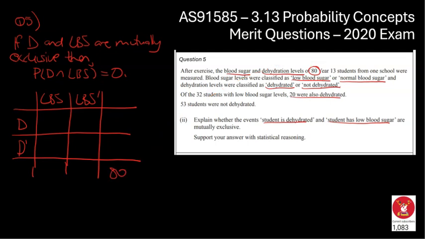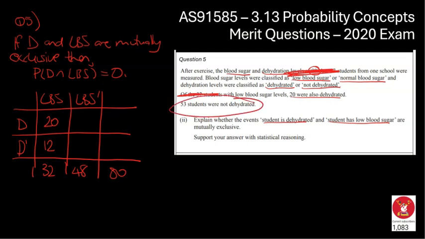Looking through the question, we've got 32 students with low blood sugar, so my low blood sugar group is going to be 32. That means I can figure this number out here, which is going to be 48, the 80 minus the 32. So 48 people don't have low blood sugar. Of these 32, 20 of them were dehydrated. So of the low blood sugar group, this 20 up here is dehydrated, which means we can figure this one out to be 12, 32 minus 20.